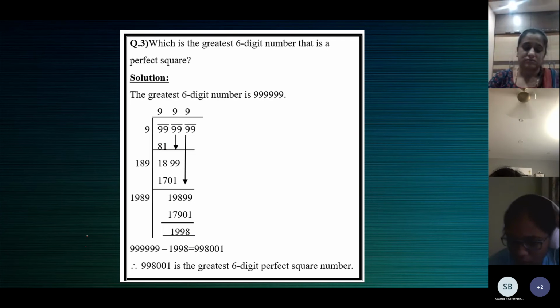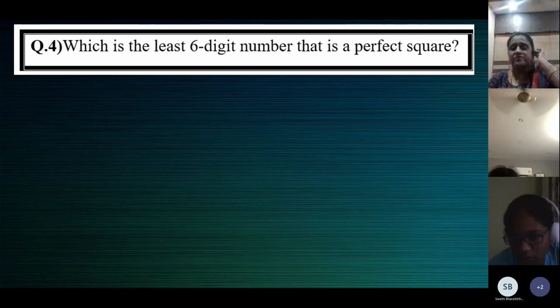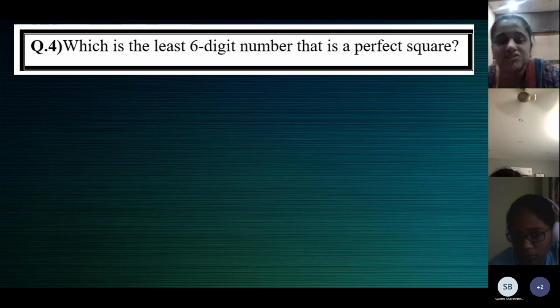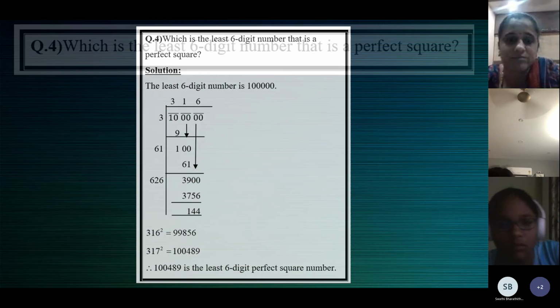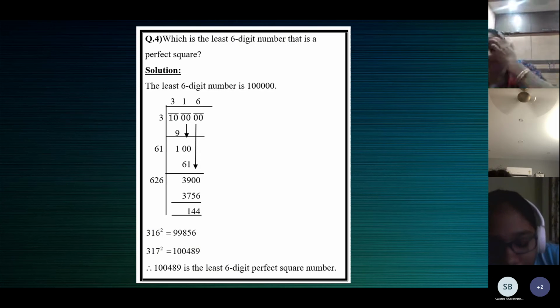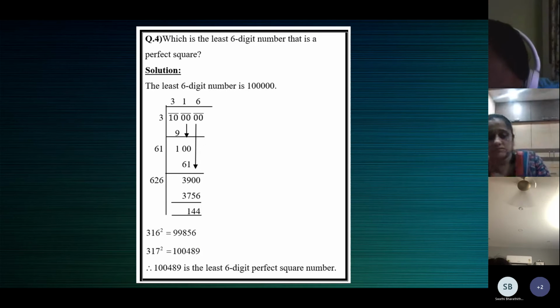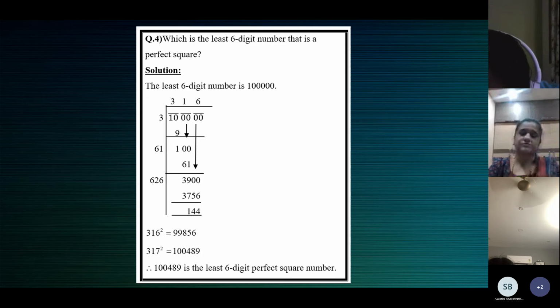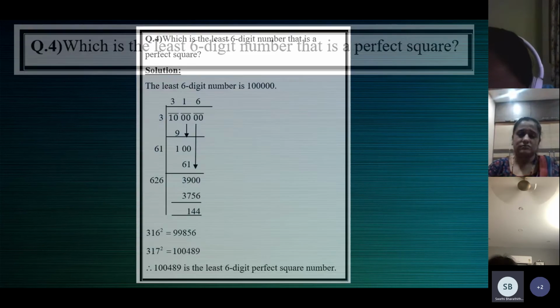Yes, ma'am. Next. Which is the least 6-digit number that is a perfect square? For this, we put 1 and 5 zeros.